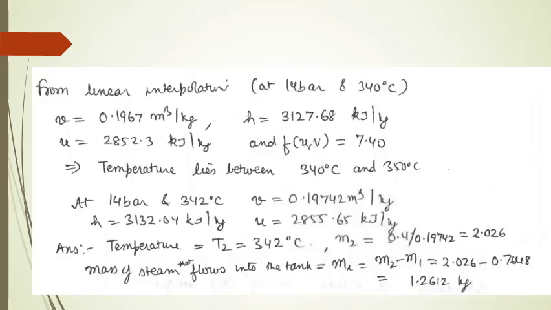Now from the linear interpolation at 14 bar and 340 degrees Celsius, we get these values. It means the value of FUV is 7.4. So we can say the temperature lies between 340 and 350 degrees Celsius, because at 350 degrees Celsius the value of FUV is negative, whereas for 340 degrees Celsius the value of FUV is positive. So the root lies between 340 and 350 degrees Celsius. Hereby we are converging for our solution. We are going close to the solution.